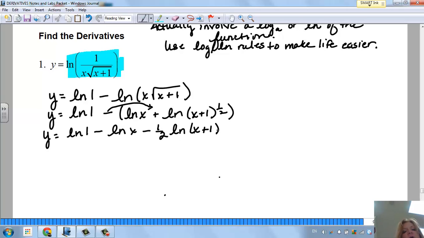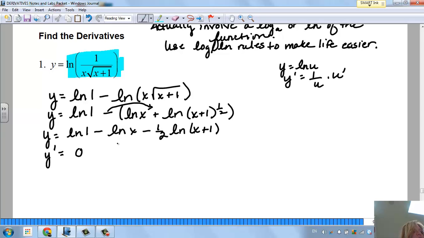Okay, so notice this is not the derivative. I did not do the derivative at all. All I did was use log rules and expand this. Now, because the derivative of y equals natural log of u is y prime is 1 over u times u prime, because that's such an easy and nice derivative, I can take the derivative this way. So I can say y prime is going to be, the natural log of 1 is going to be 0, okay?